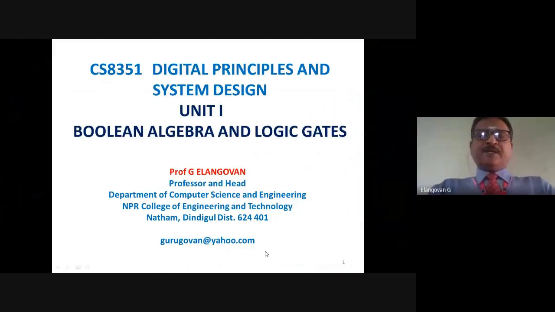This is one of the important and core subjects, Digital Principles and System Design. It has 5 units. In today's session, we are going to start with the first unit, Boolean algebra and logic gates.